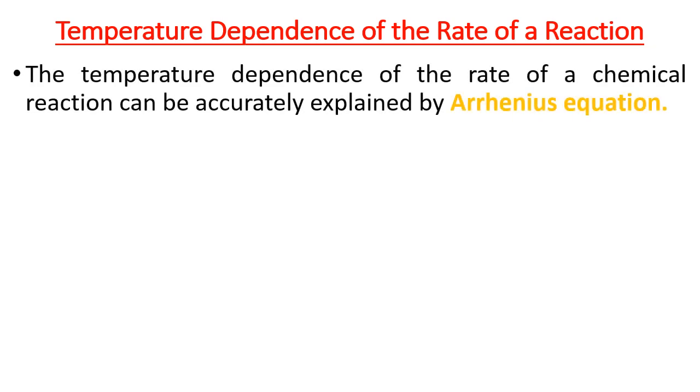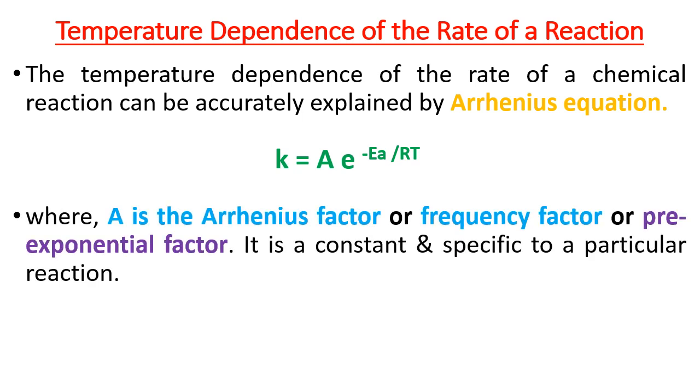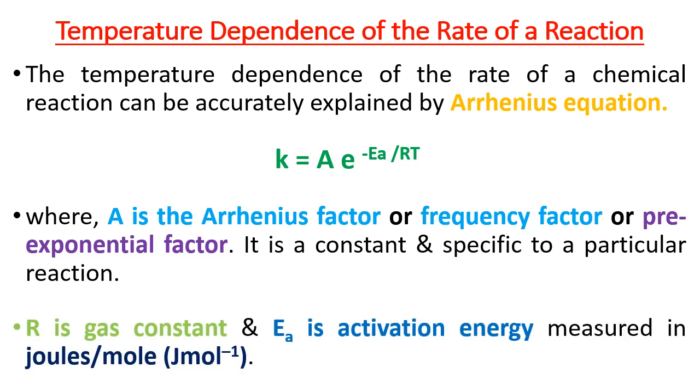The temperature dependence of the rate of a chemical reaction can be accurately explained by Arrhenius equation, that is small k is equal to capital A into e to the power minus Ea divided by RT, where A is called Arrhenius or frequency or pre-exponential factor, which is a constant and specific to a particular reaction, where R is gas constant, Ea is the activation energy measured in joules per mole.